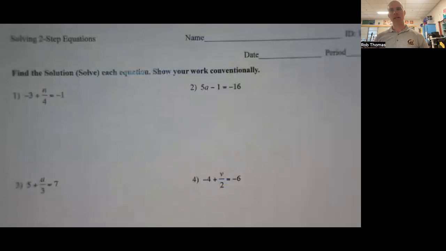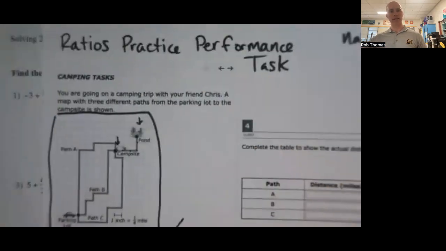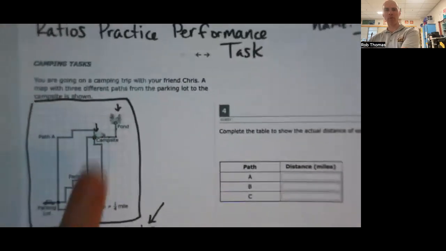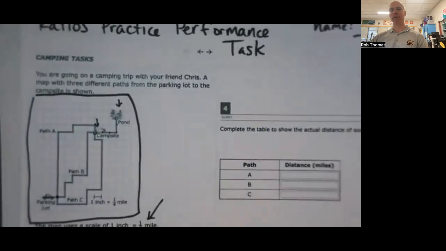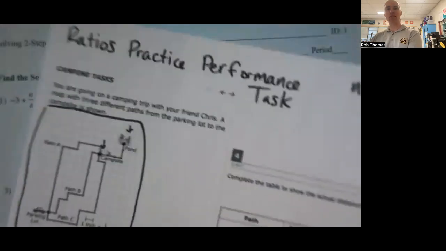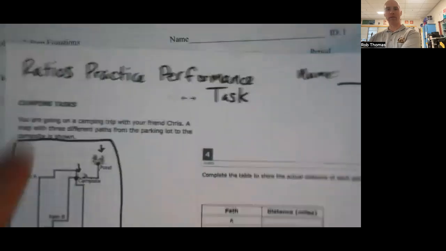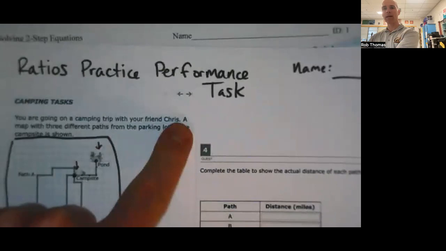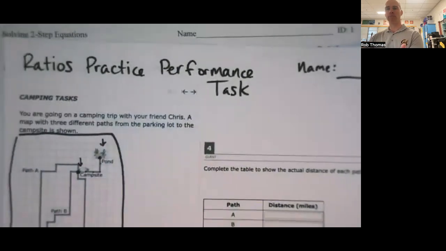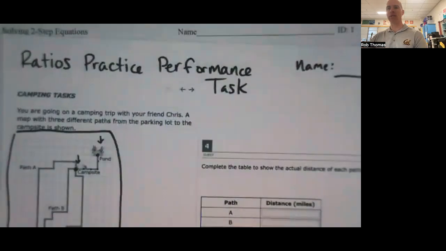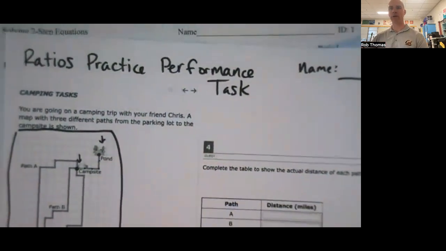At the end of yesterday's video and yesterday's class, I wanted you to have time to work on the ratios performance task, the one with the camping map. I'm imagining that probably didn't really happen, so I want this to be your homework. This one right here. If you got it yesterday, the one that says ratios practice performance task, then that's great. Do it, keep it, turn it in to me on Thursday or Friday, depending on what period we're watching this.